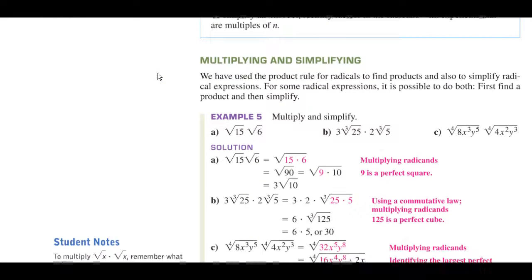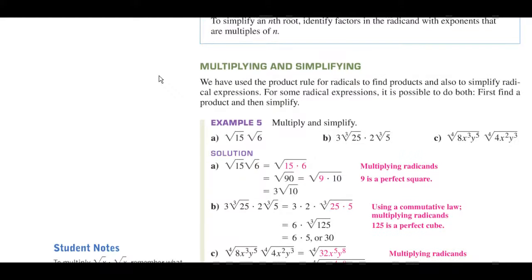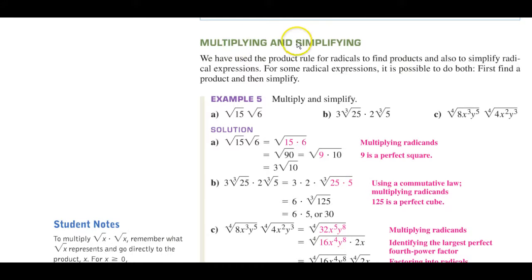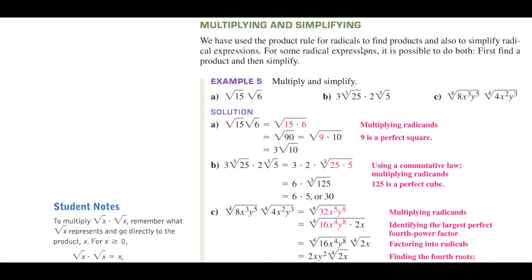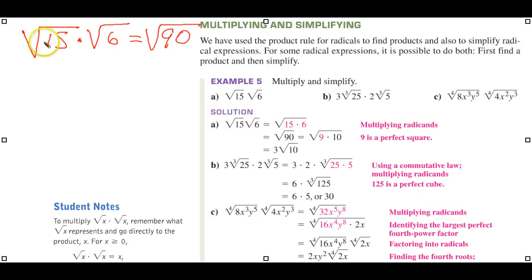Now, what they're going to ask us to do is to multiply and simplify. So let's take a look at some of these. Now, there is a strategy, and I'll show it to you. So as we look at the first one, we have the square root of 15 times the square root of 6, which is the square root of 90. And the square root of 90 is the square root of 9 times the square root of 10. That's using the technique we had before.